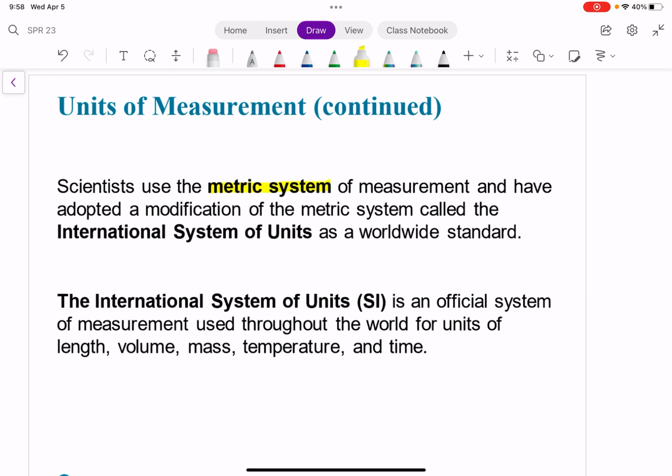And then the International System of Units is an official system of measurement that's used throughout the world for units of length, volume, mass, temperature, and time. The reason we have that official system is that we were running into problems when scientists were trying to communicate their findings around the world and everybody was using different units, and it just got all messy. So it really simplifies things to use the SI system.